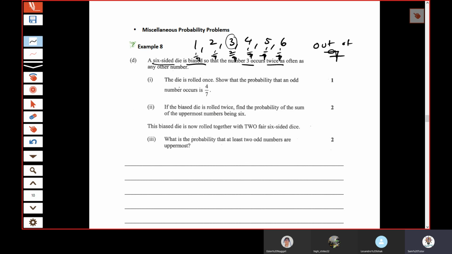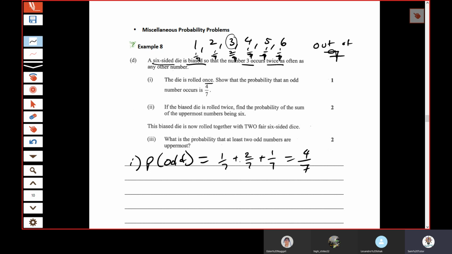All right, twice as often. The die is rolled once. Show the probability that an odd number occurs is 4 out of 7. Okay. Probability of an odd equals 1 out of 7, 2 out of 7, 1 out of 7. So 1 out of 7 plus 2 out of 7 plus 1 out of 7, which equals 4 out of 7, because it's 1 or 3 or 5, right? It's not 1 and 3 and 5. It's 1 or 3 or 5. That's an odd number if you're going to roll it once. So you're adding.